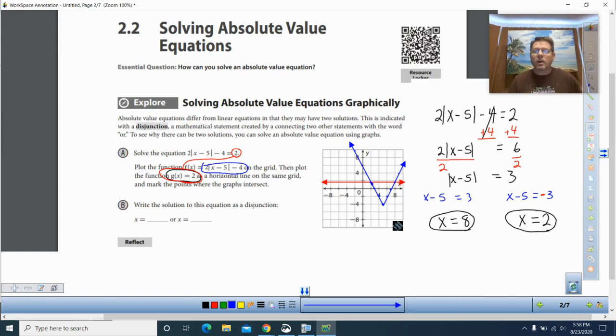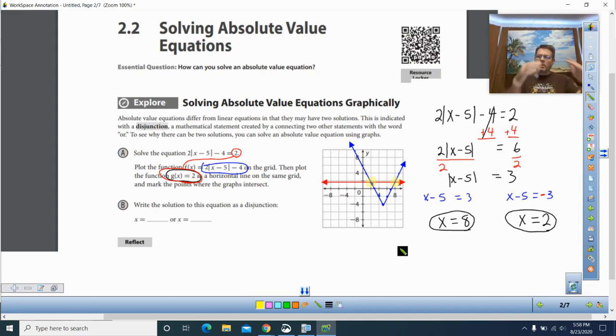All right, so here we go. And well, looky there. You see what just happened? Look at that right there. It's crossing at 2 and 8. At x equals 2 and x equals 8. They're crossing each other. They're intersecting. Well, that's not a coincidence. That happens every time. And so that's pretty cool.